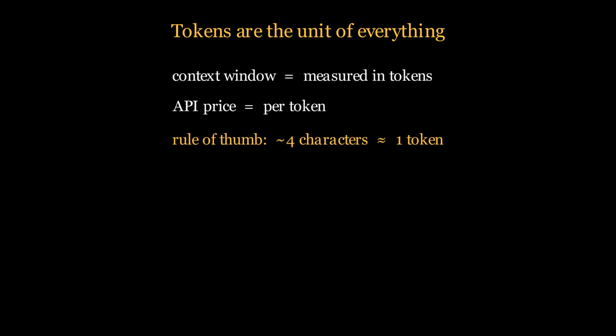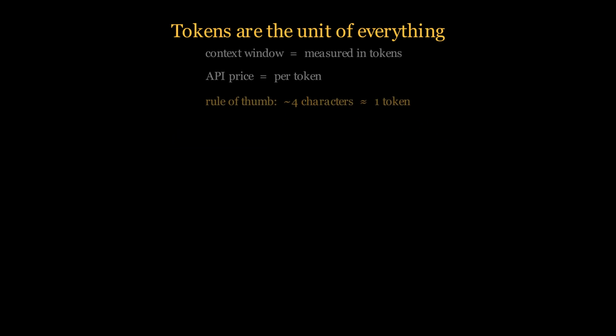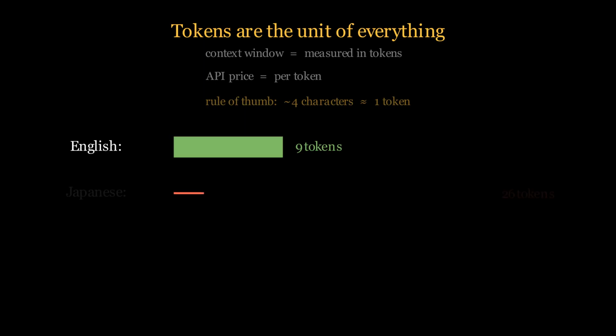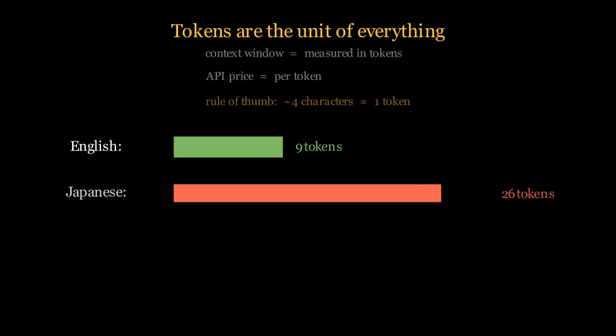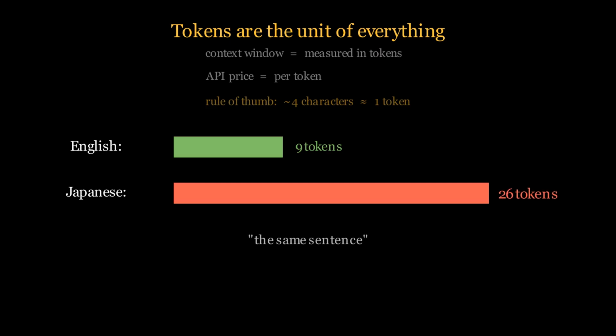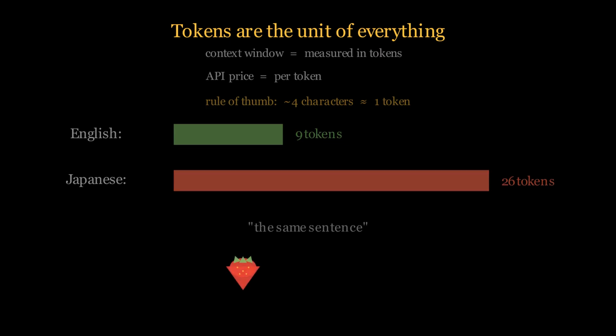But that rule is deeply unfair across languages. Tokenizers are trained mostly on English, so English is cheap, while the very same sentence in Japanese or Hindi can cost several times as many tokens. Same meaning, bigger bill, less room in the window. Even a single emoji can cost 3 tokens.